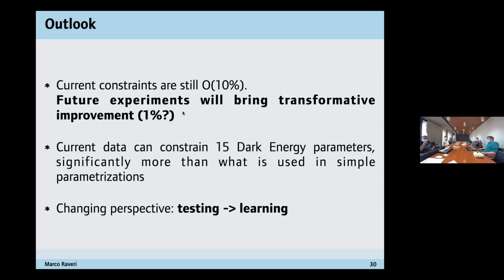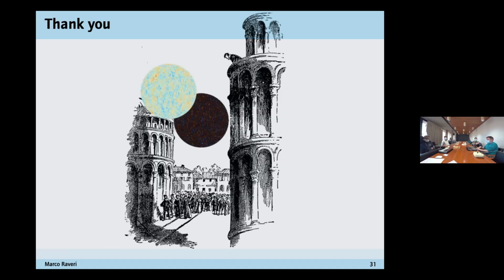And constraints today are still at the order of 10% level, which, once you open up these time dependencies, is much weaker than what we usually read. And the hope is that we'll be able to bring this down to 1% with future experiments, as we change our perspective from testing dark energy models one by one to learning them from the data. And thank you.